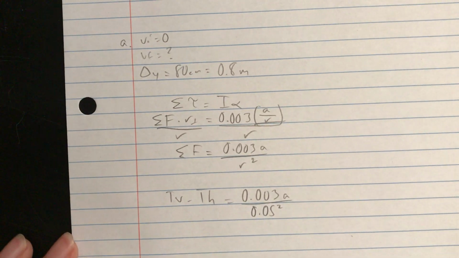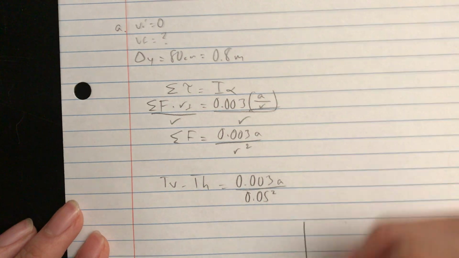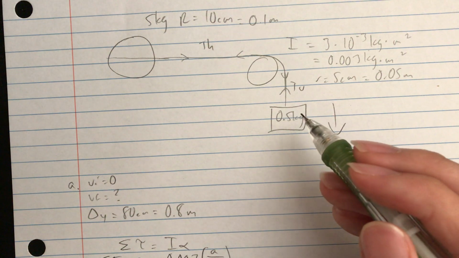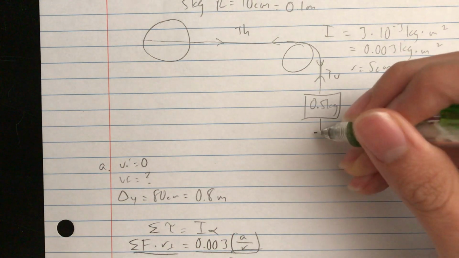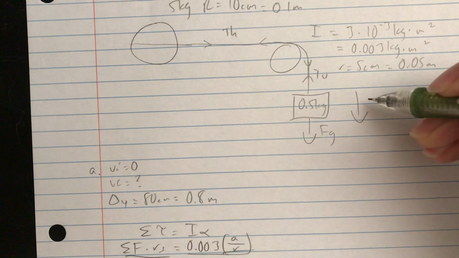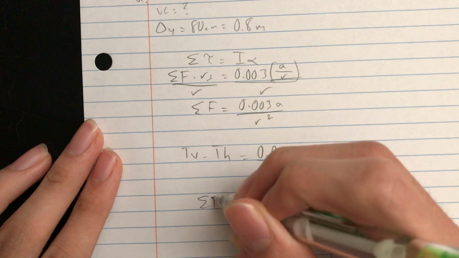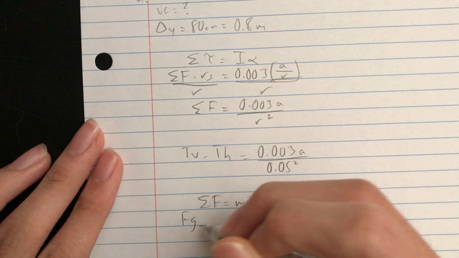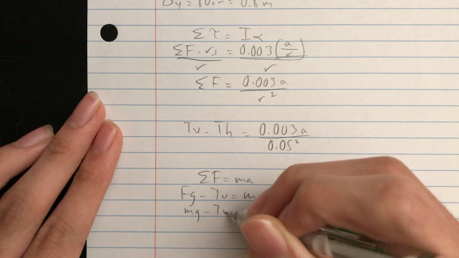Alright, next we have to find what TV is and what TH is. TV is also touching this block, so we can set up a system for this block. There are two forces, Fg and TV, and since the block is moving downwards, Fg is greater than TV. So that's F equals ma. Fg minus TV equals ma, so mg minus TV equals ma.